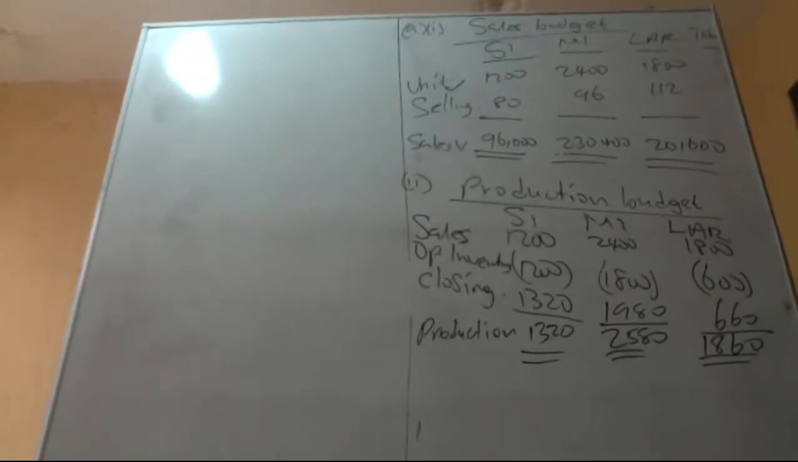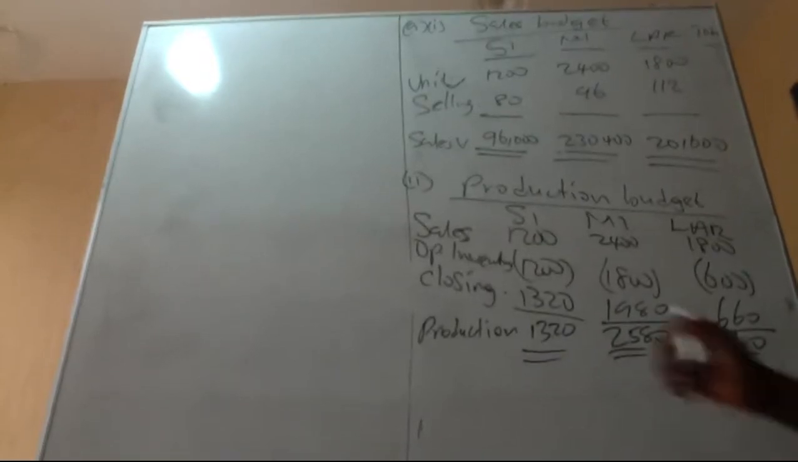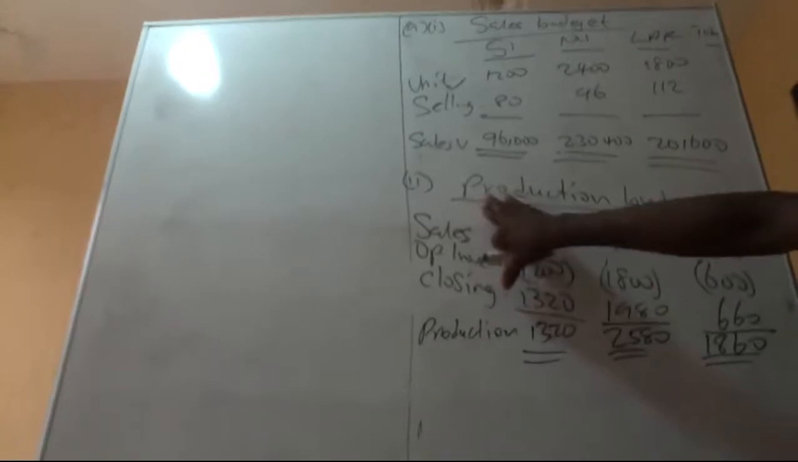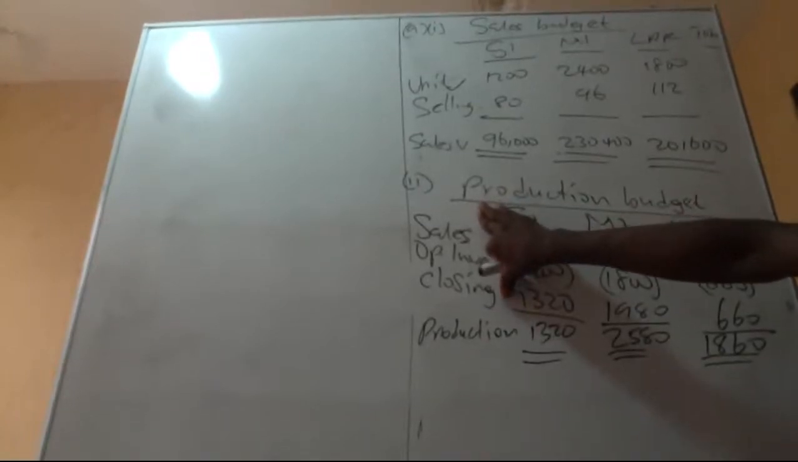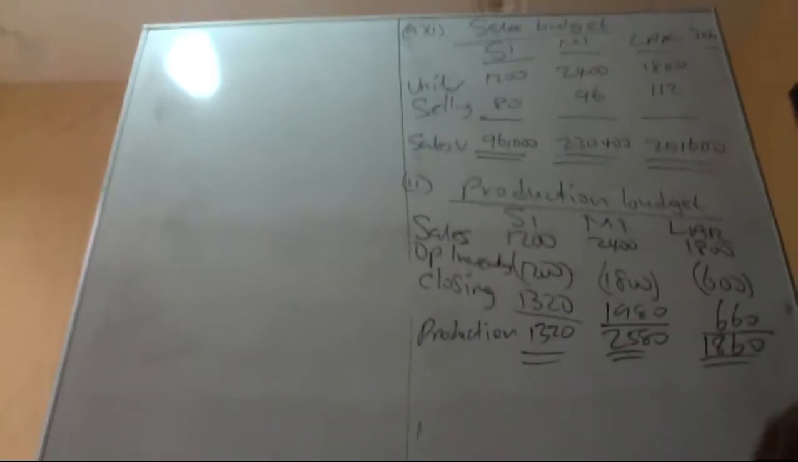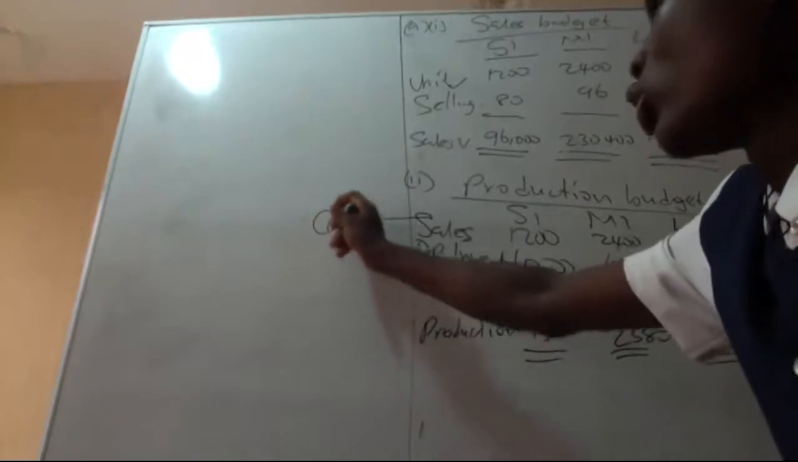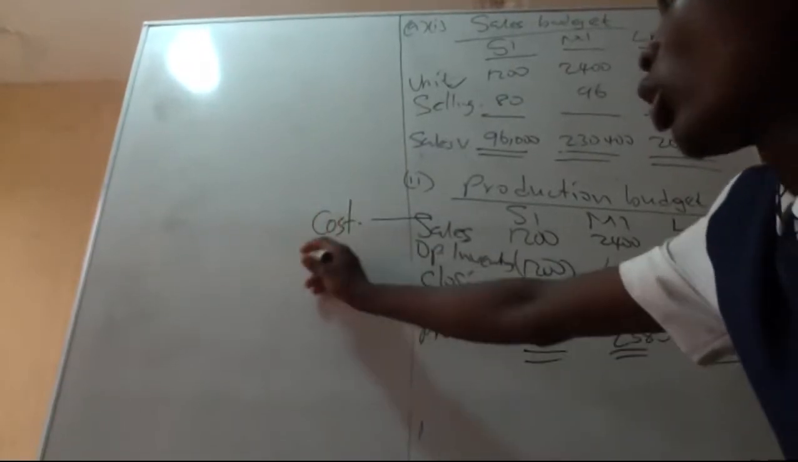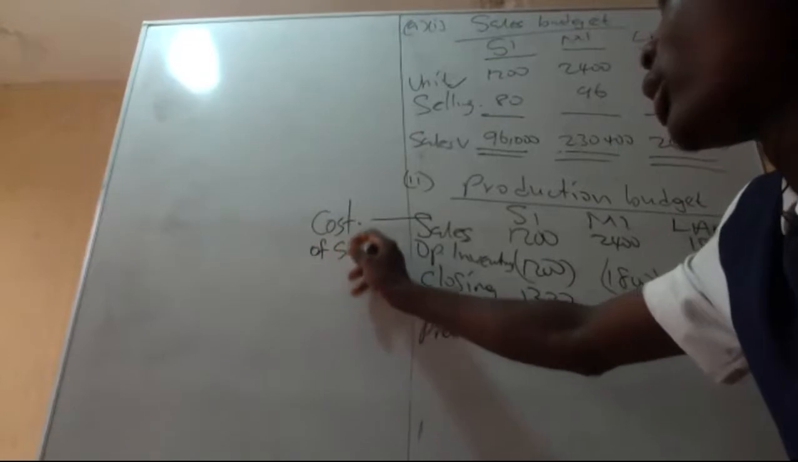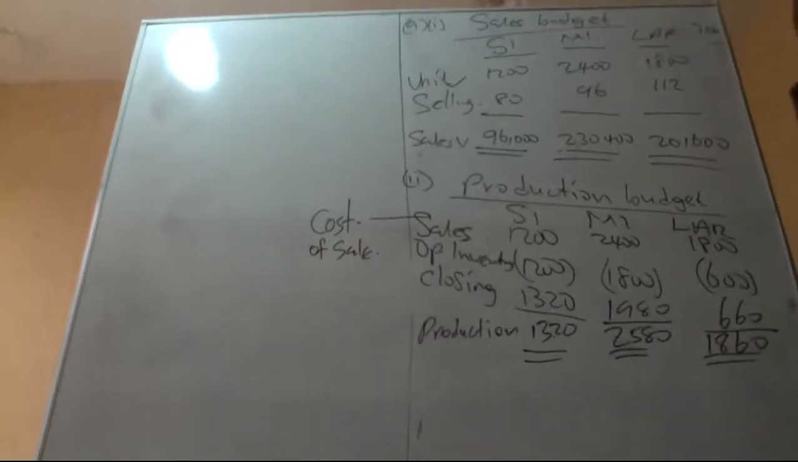You are done. Please, anytime you are looking for purchases in the budget, that's the same way you have to go through it. For purchases, a manufacturer will produce, but a trading company will not produce. He will go and buy and sell. So for a trading company, you have to use the cost of sales.